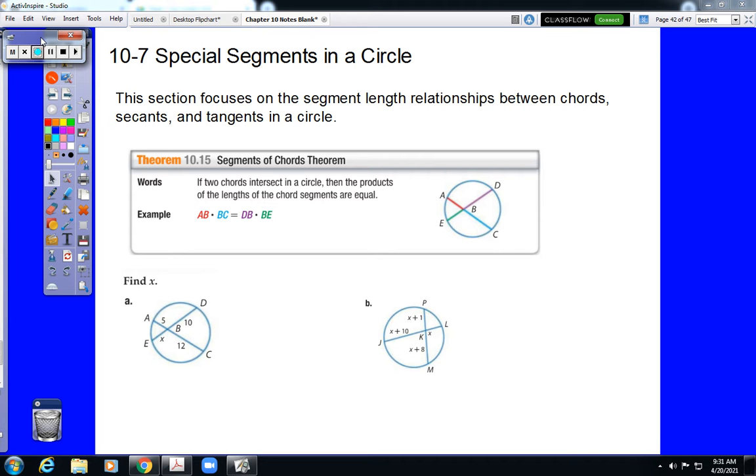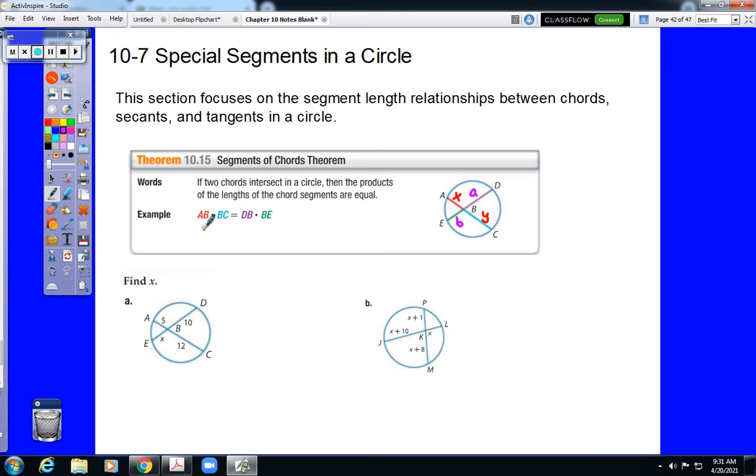So what I want you to notice is that in the picture, chords AC and DE intersect at point B. This divides each of those chords into two pieces. AC is broken into part AB, which we'll label length X, and BC, which we will label length Y. And DE is broken into two pieces as well. We will label those pieces. DB is going to be length A, and BE is going to be length B. The reason I'm doing it this way is because what this rule is stating is that the products of the pieces of those two chords must be equal.